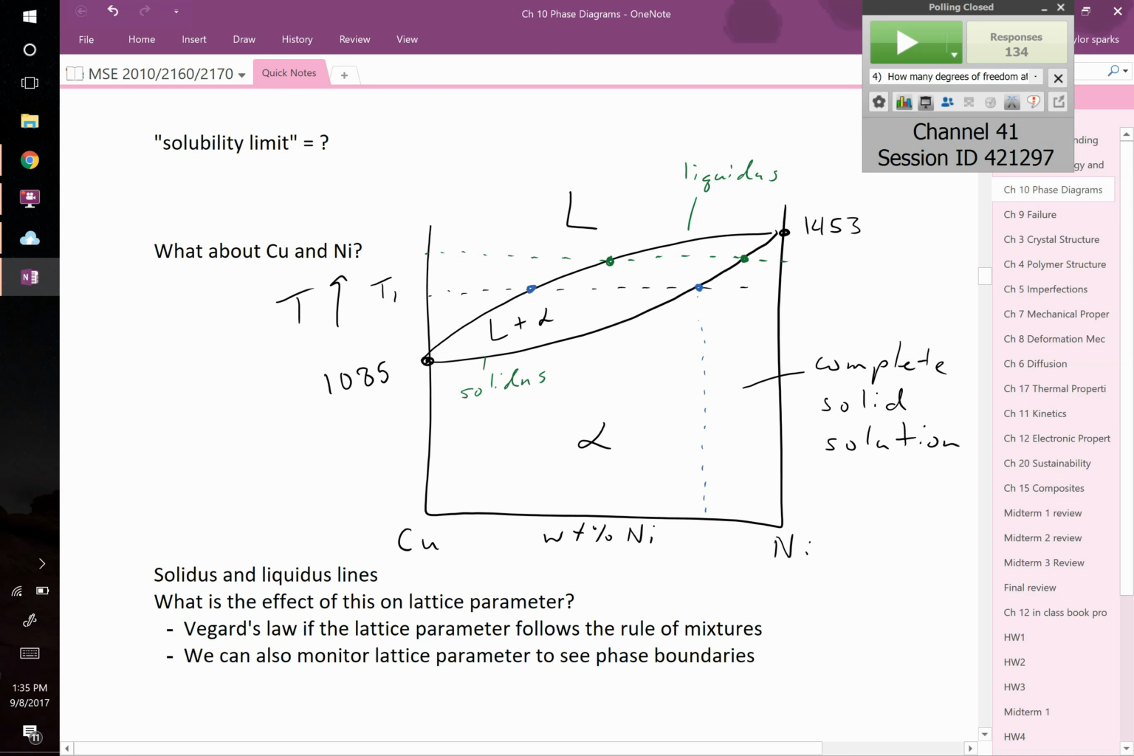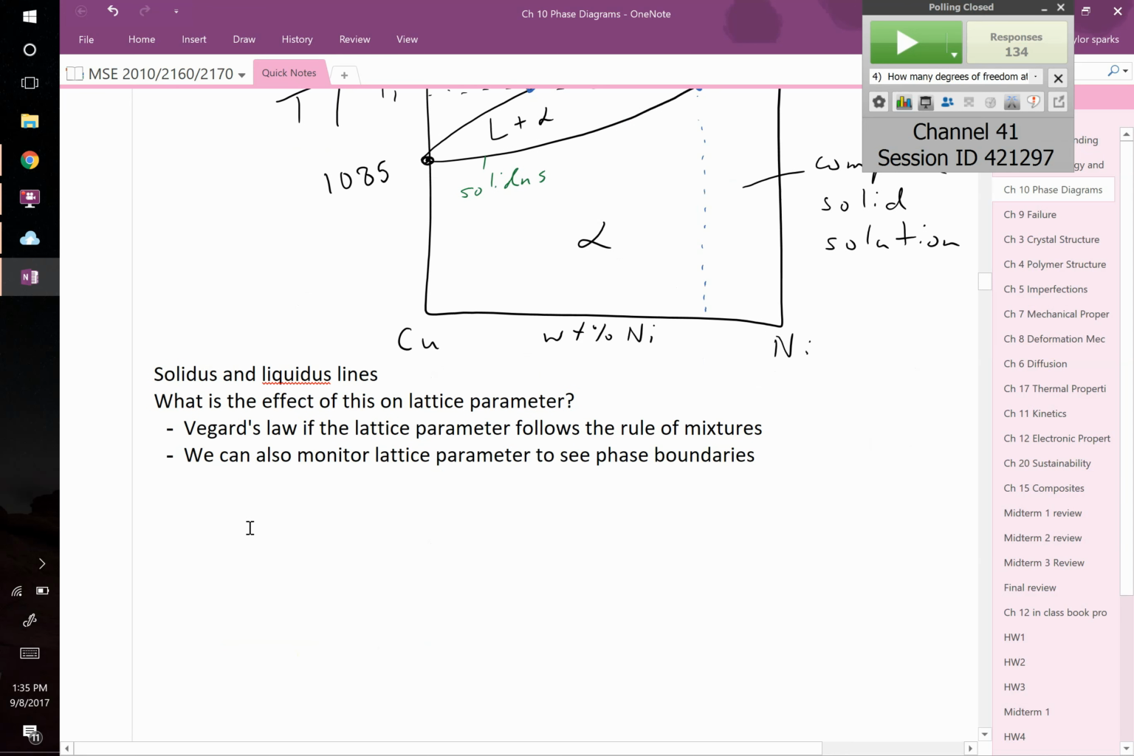Solidus and liquidus, right? So you've got your solidus and you've got your liquidus lines. Okay? Any questions on this so far? Again, this is a simple phase diagram because these two elements are so similar to one another that they can be completely dissolved one into another. Okay?